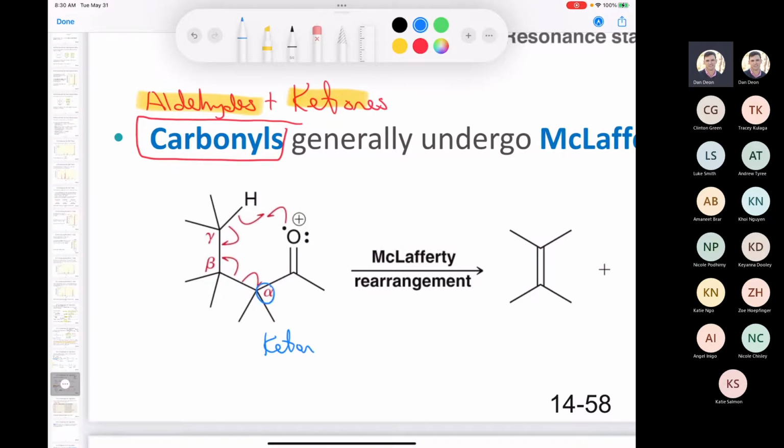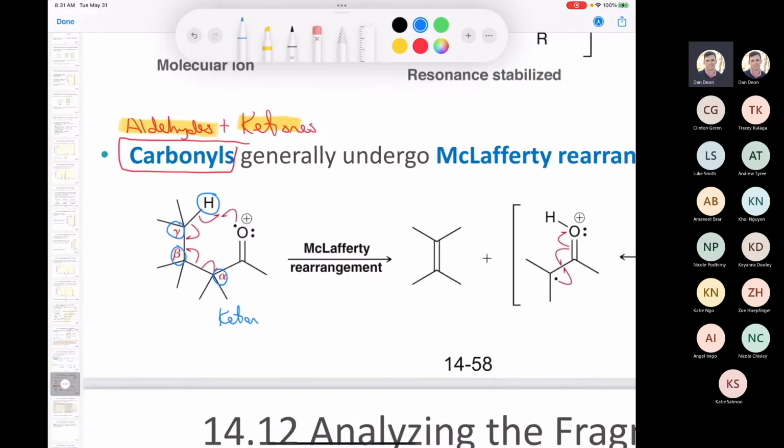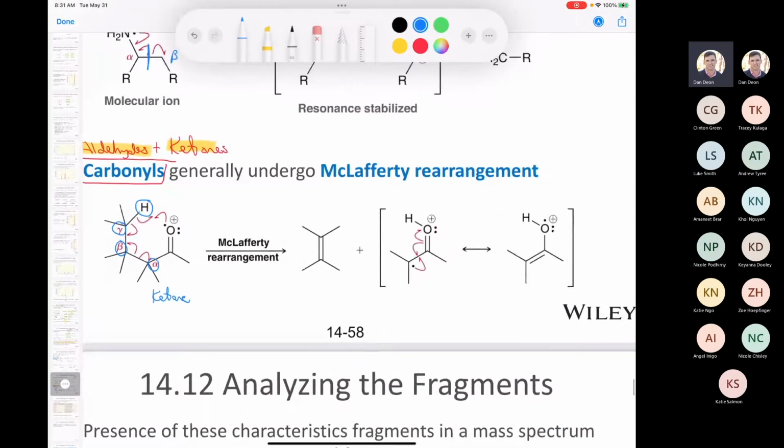You've got an alpha carbon, a beta carbon, and a gamma carbon, and you happen to have a hydrogen on the gamma carbon. If you don't have a gamma carbon, then you can't have a McLafferty rearrangement. You've got to have at least a gamma carbon, and it has to have at least one hydrogen on it. Then you can undergo this rearrangement called the McLafferty rearrangement. You do not have to draw it, and you end up losing a fragment, and you end up making this resonance stabilized radical.